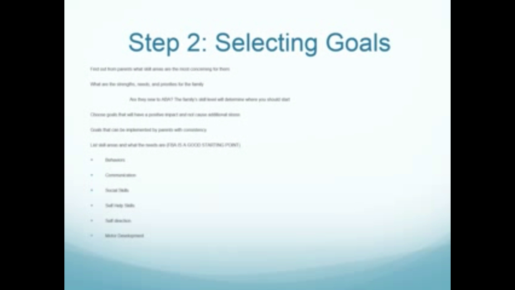Find out from the parents what skill areas are the most concerning for them. So go through the list: behaviors, communication, social skills, self-help skills, self-direction, motor development. These are all skill areas that we can work on with the parent. So ask them, what are some of the behaviors that you see your child doing that are bothering you? If they can't come up with any, give them some examples. But typically if they're asking for ABA, there's behaviors and they can come up with them.